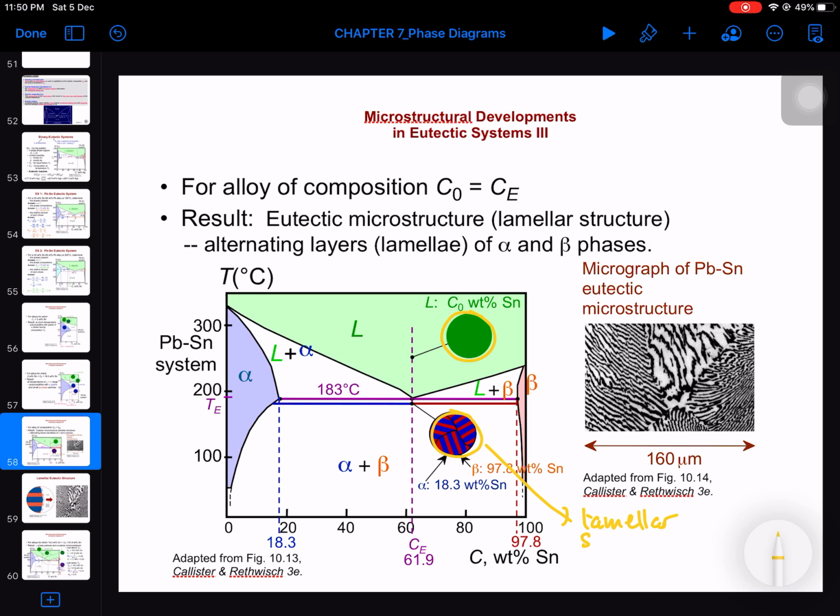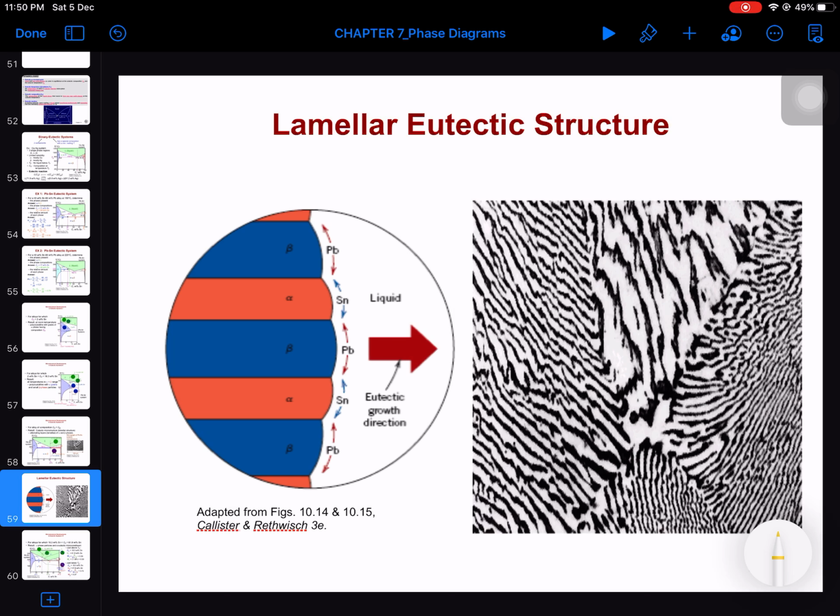So this is called a lamella structure, where we have alternate layers of alpha and beta within the grains. Let's say the blue is alpha and the red is beta. So it's alternating layers of alpha and beta. This kind of microstructure is what we refer to as the lamella structure. So this is how it looks.